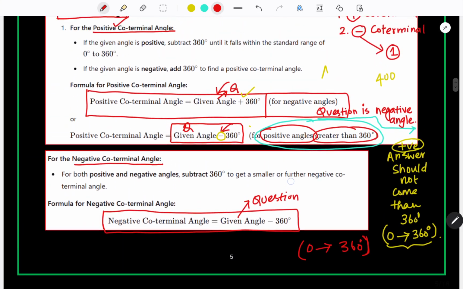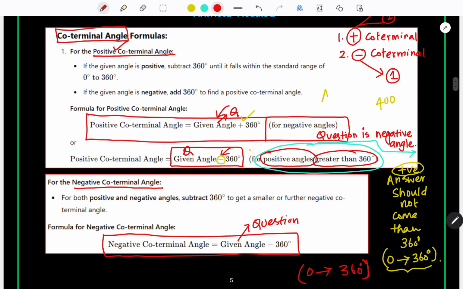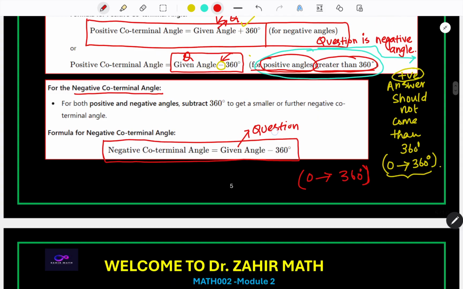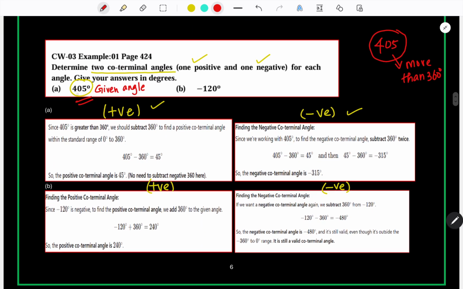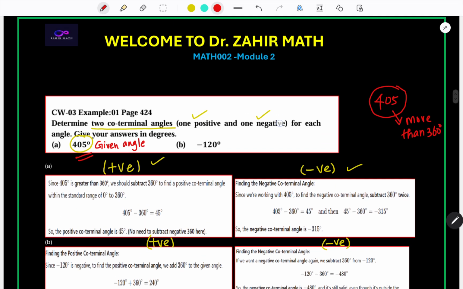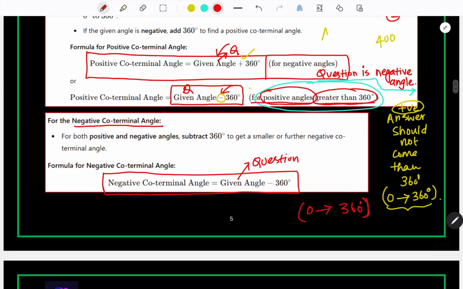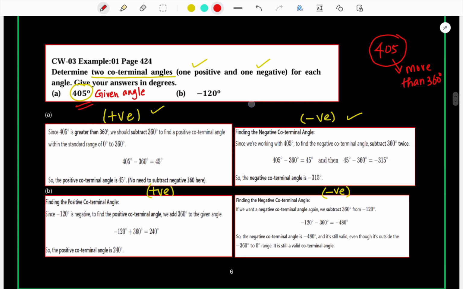Now go back to the formula. Look here: there is a situation for positive angles greater than 360. This is positive, yes, and greater than 360, yes. So what is the formula they have given? Given angle minus 360 degrees. So the formula is question minus 360 degrees. What is your question? 405 minus 360. Put it in the calculator and you will get 45.